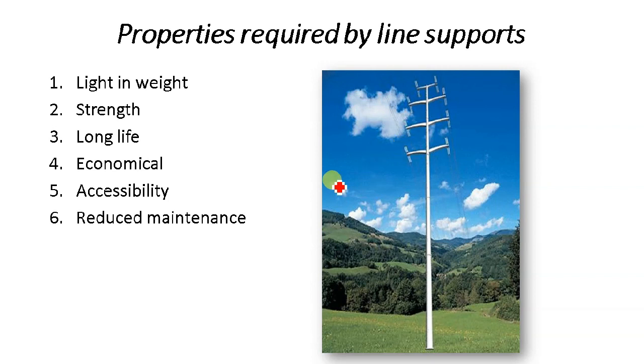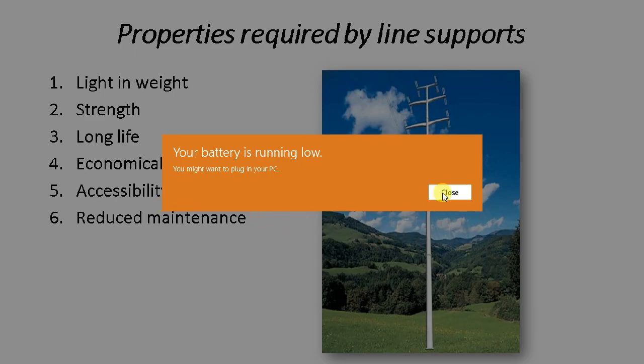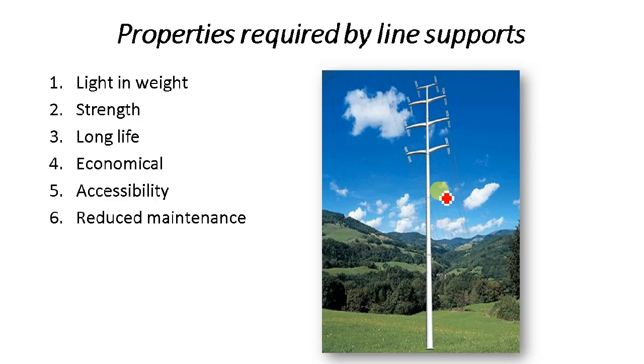The sixth is reduced maintenance. The line support should be such that the maintenance is very little. And the last is good appearance. The appearance of the line support should be good, especially in the distribution system, because these are generally used in cities. So your appearance should be as good as possible.